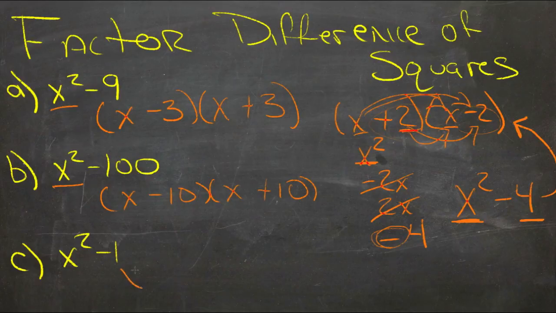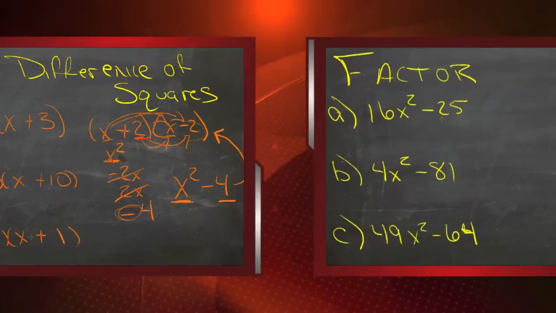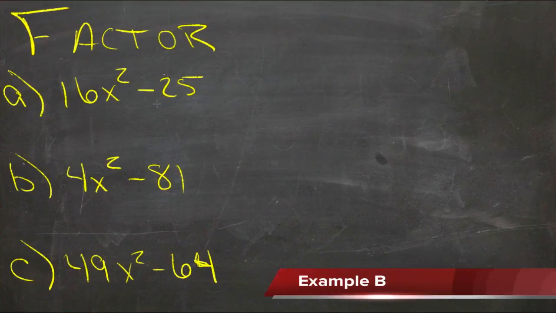Here we have x, and we have the square root of 1, which is 1. So 1 on both of these, plus in between one, minus in between the other. Okay, example B, we're doing the same thing, but these are just a little bit more complex, but really the same pattern exactly.